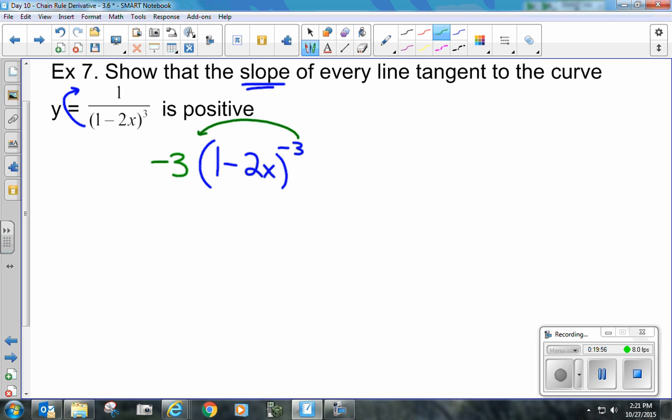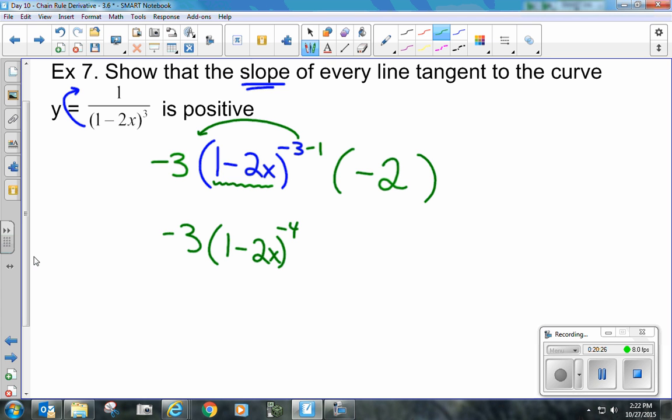I subtract 1 from here, and then I multiply it times the derivative of the inside parentheses. What's the derivative of the inside here? Negative 2? Yeah. So let's clean this up. I have negative 3 times 1 minus 2x to the negative 4 times negative 2. So how can I prove that this is always positive?